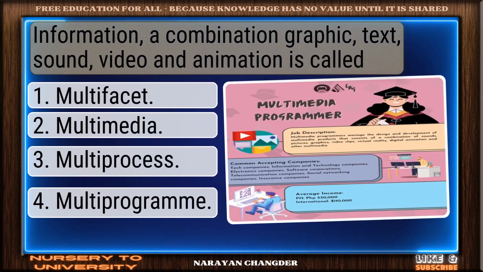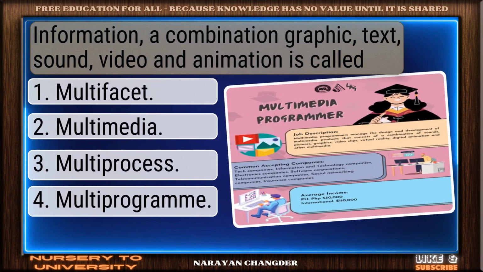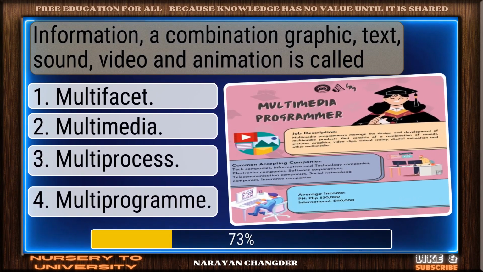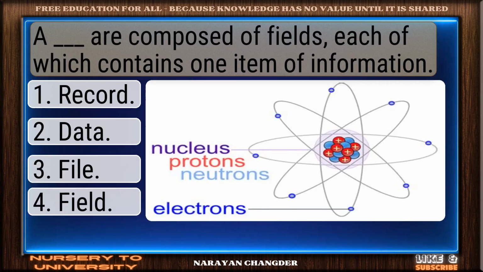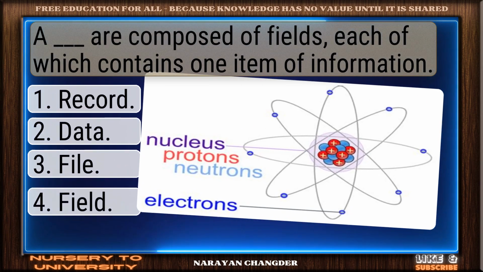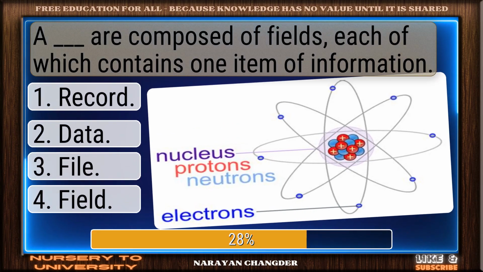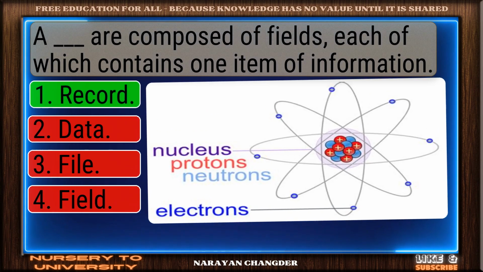Information, a combination of graphic, text, sound, video and animation is called... On track. Multimedia is correct. A ... are composed of fields, each of which contains one item of information. Valid point. Record is true.